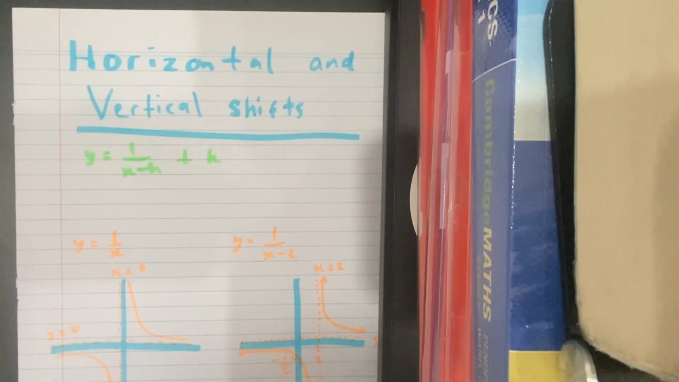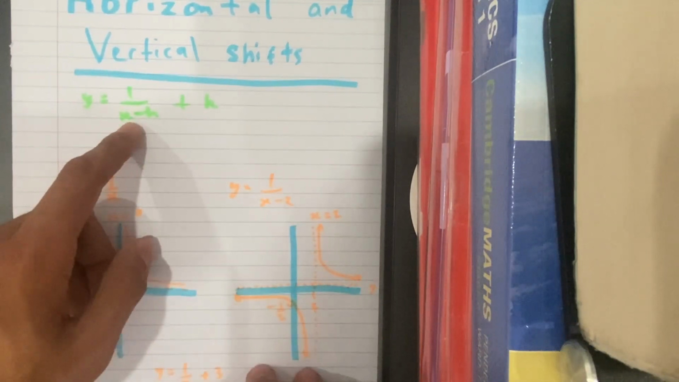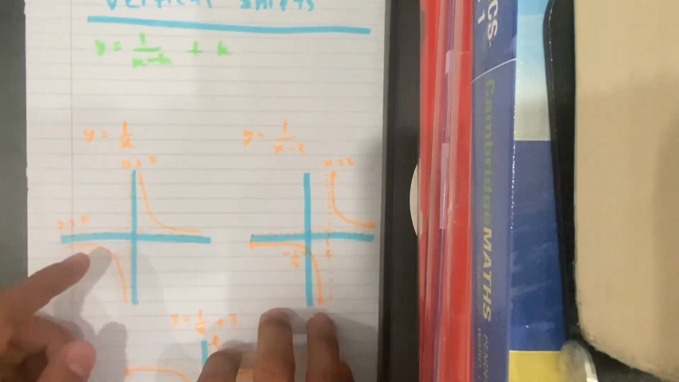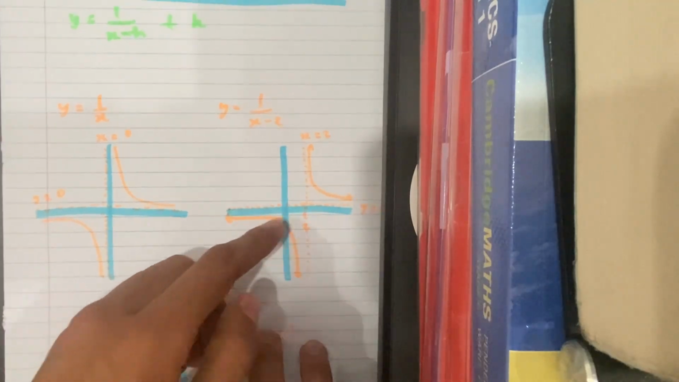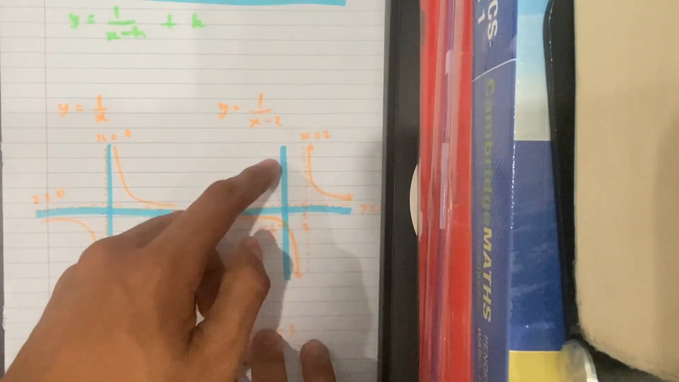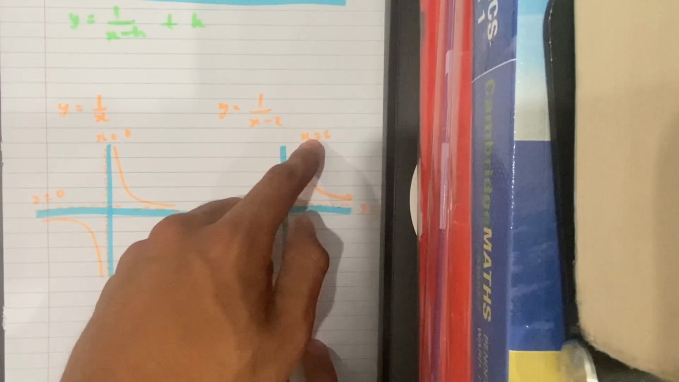A horizontal shift occurs by adjusting x in the denominator. For instance, in y equals 1 over x minus 2, the x asymptote is shifted 2 to the right to become x equals 2.